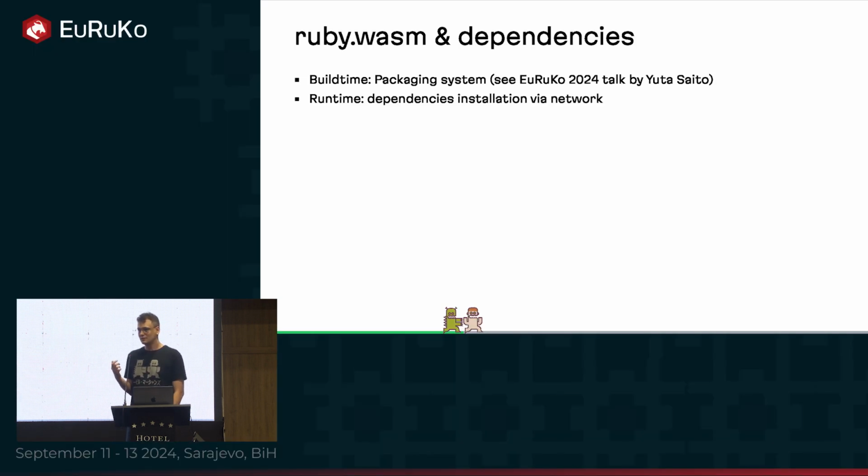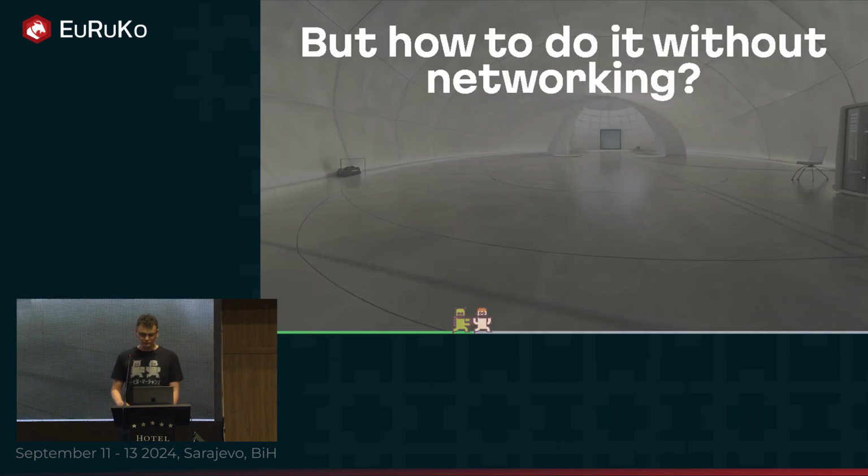Although no dynamic linking reduces the number of gems we can use, we still can use a lot of gems in WASM. And there are two ways we can install gems. At build time, via a special packaging system, we can also unlock some of the C extensions. And I think you saw the talk by Euruko. He explained that. And the second option is to do that at runtime. And that's what we're going to do today. And to do that, we need to use networking. But how to do that without networking?